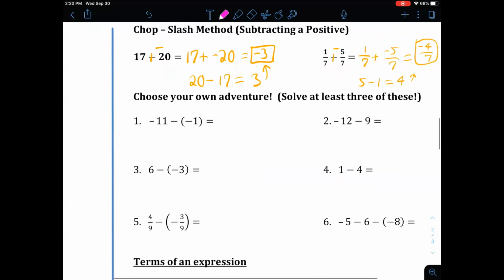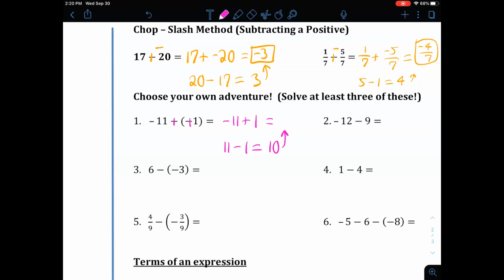We have -11 minus 1, that is. No, -11 minus -1. Are we doing chop or chop slash? We're doing chop. So for our answer, it's going to be -11 plus 1. And then we're adding numbers with different signs, so we're going to subtract. So we got 11 minus 1, which equals 10.